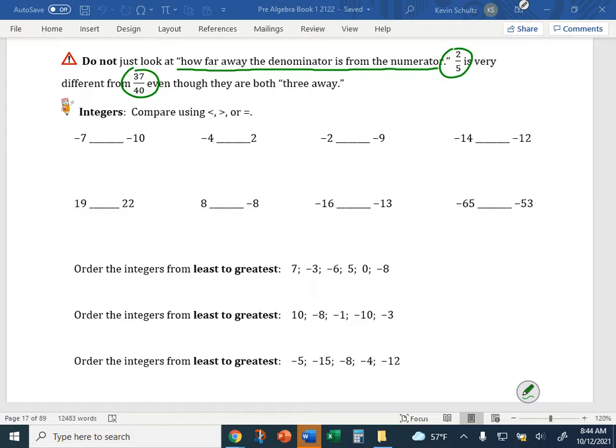But let's start with integers. It says compare using less than, greater than, or equal to. Raise your hand. -7 and -10. What symbol is going in between those numbers? Camille. Greater than. -7 is greater than -10.